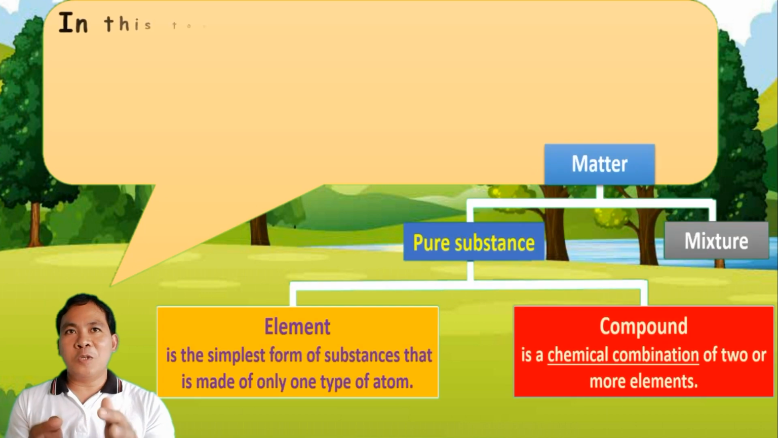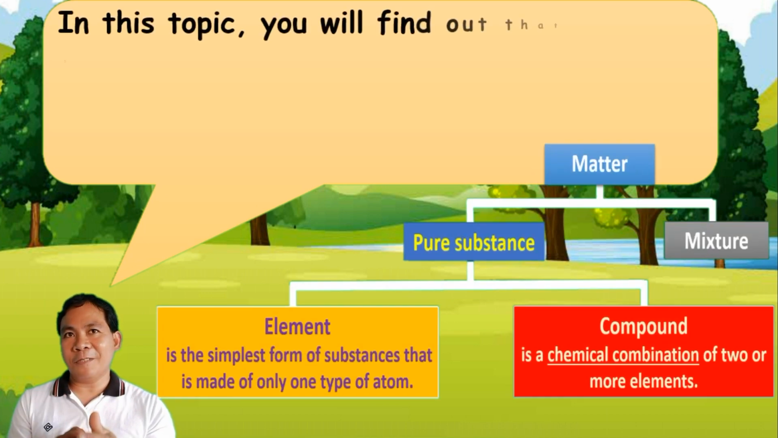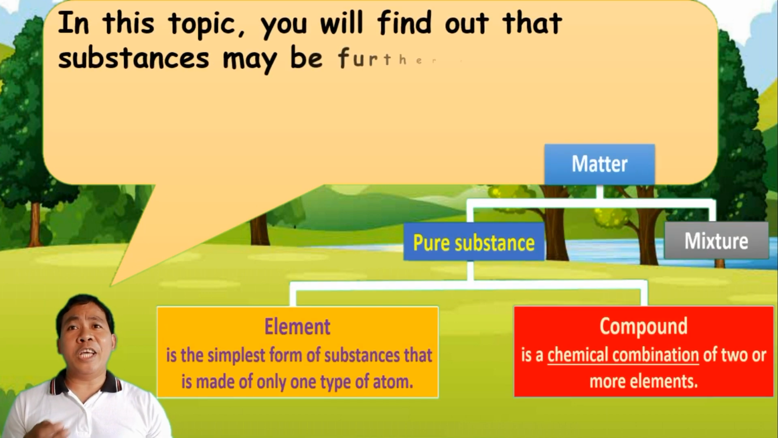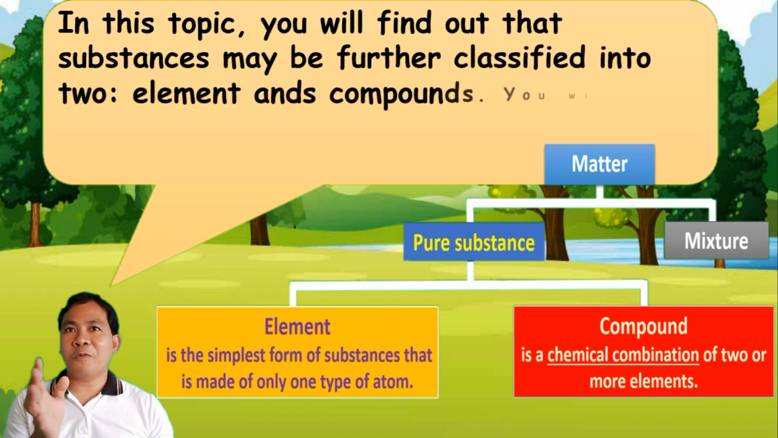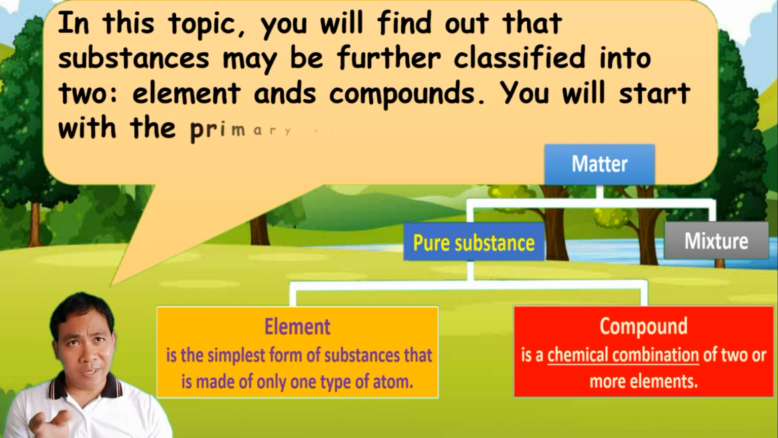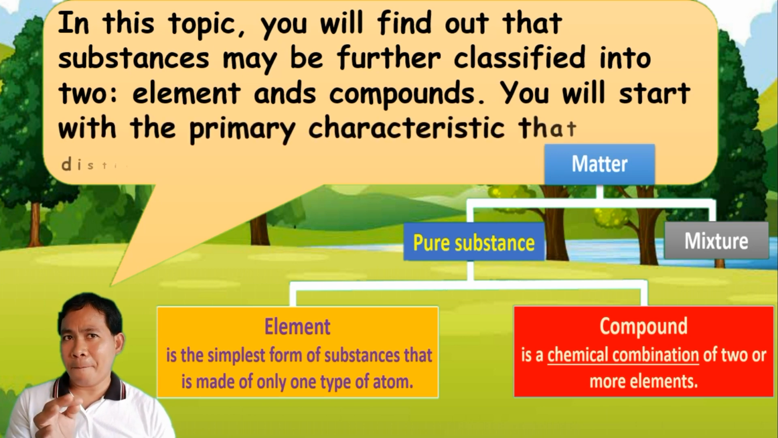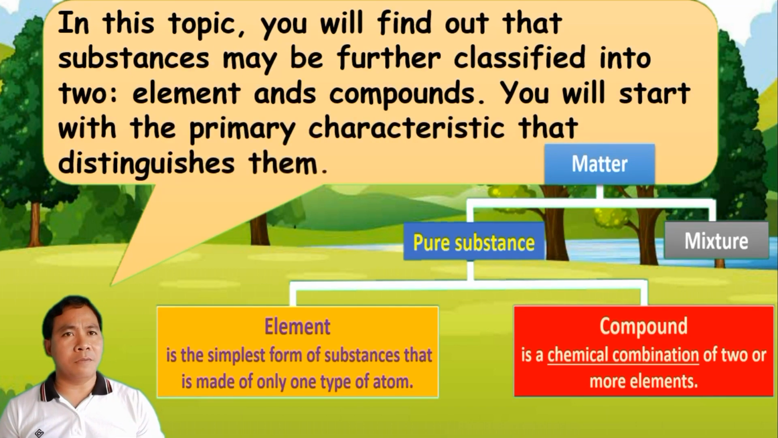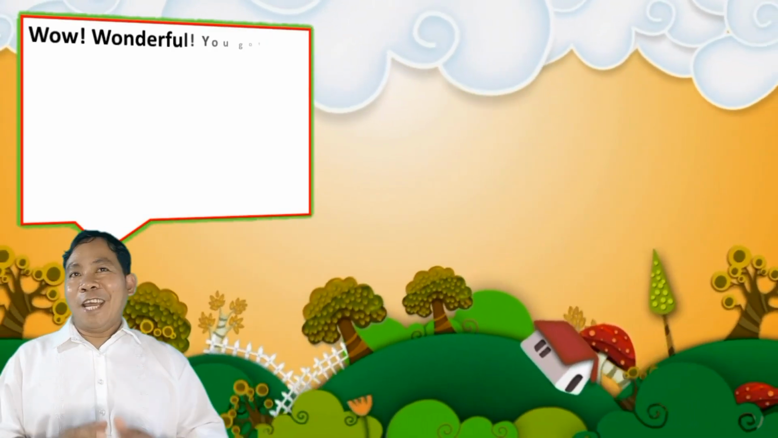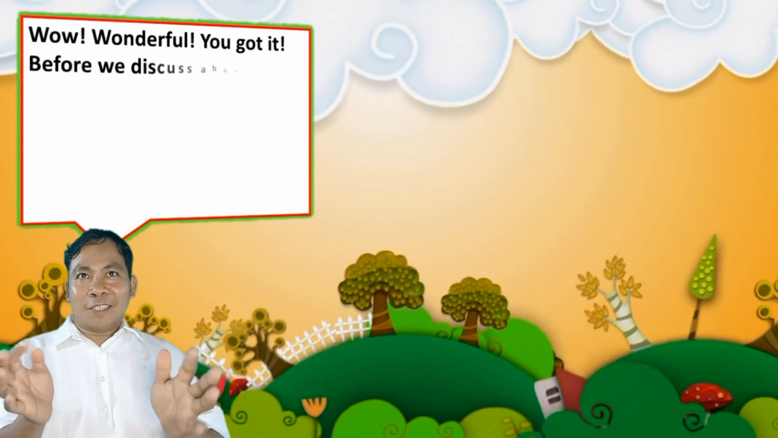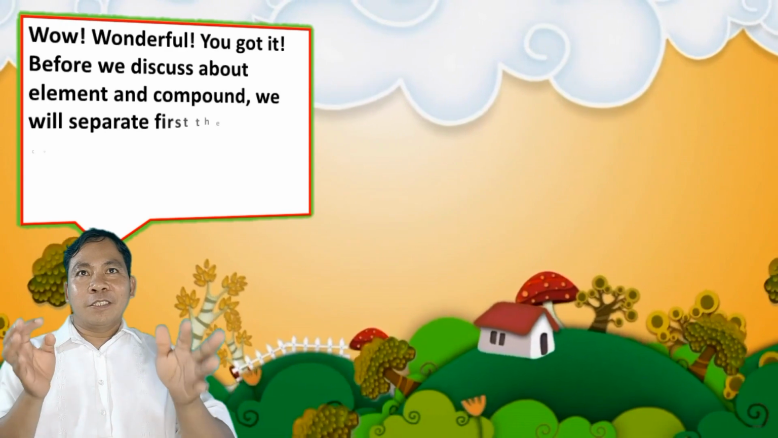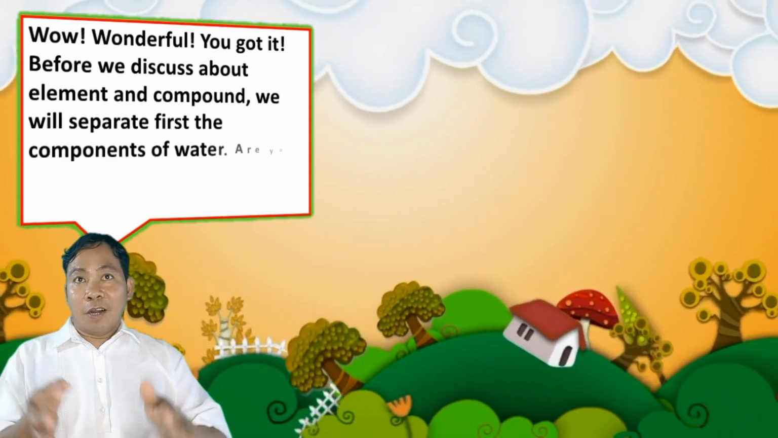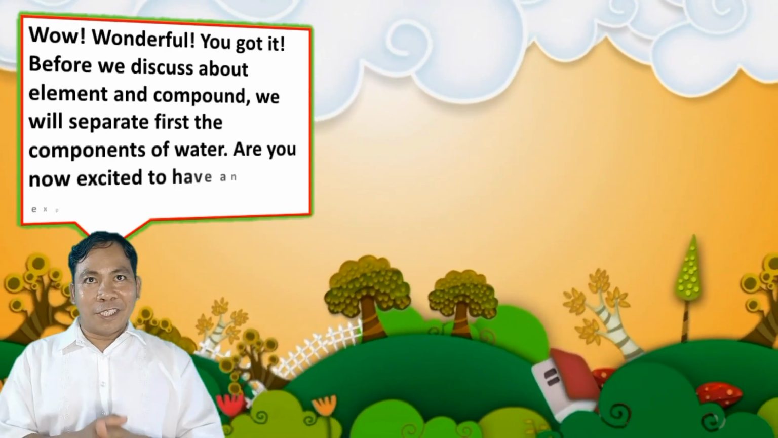In this topic, you will find out that substances may be further classified into two, elements and compounds. You will start with the primary characteristic that distinguishes them, elements and compounds. Wow, wonderful! You get it? Before we discuss element and compound, we will first separate the components of water. Are you now excited to have an experiment?